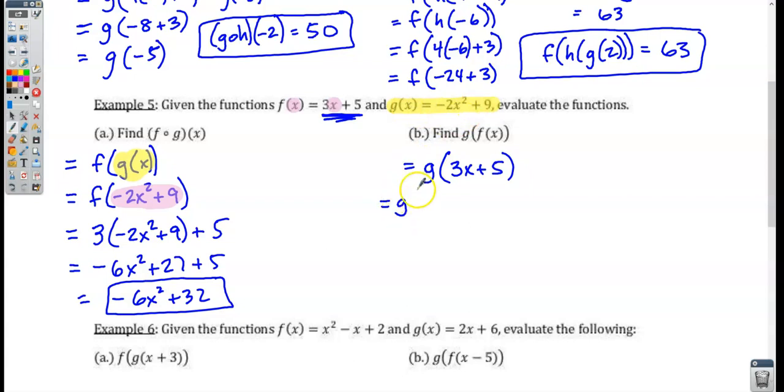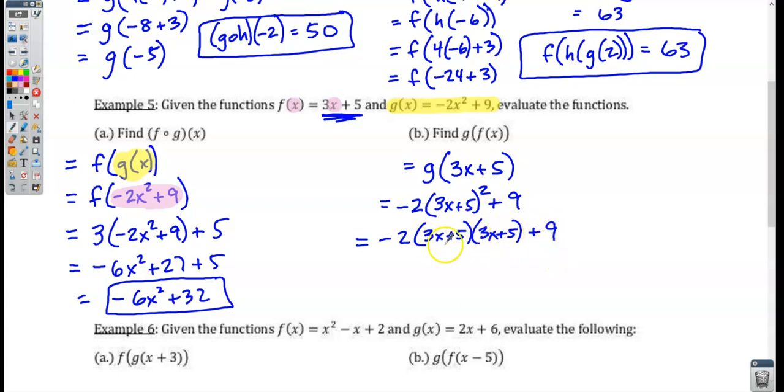So this becomes, I already wrote that line, this becomes negative 2. And then I'm going to replace the x with what we're putting in, 3x plus 5, quantity squared. And of course, we want to think about this quantity 3x plus 5 quantity squared as 3x plus 5 times 3x plus 5. Now, I can either multiply these out and then multiply the negative 2 through, or I can multiply the negative 2 through the first factor. It doesn't really matter as long as I only multiply one of the factors by negative 2 if I opt to do it that way.